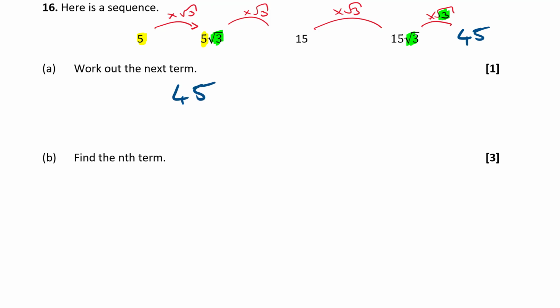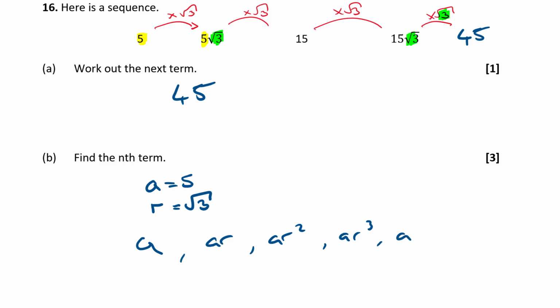Okay? And the nth term, now any geometric sequence has first term a, in this case it's 5, and when you've got a common ratio r, which in this case is root 3, then the terms I get are a, ar, ar squared, ar cubed, and so on, and then ar to the power of 4. So the nth term then, what's that going to be? This is the first term, this is the second term, this is the third term, this is the fourth term, this is the fifth term, isn't it?